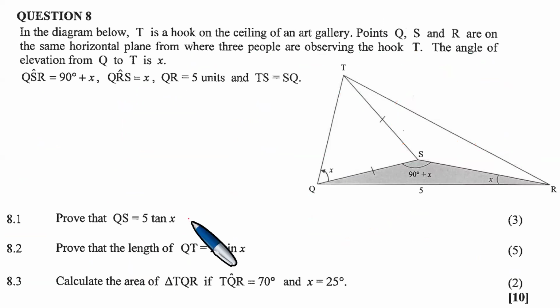Right, so we note A and B. 8.1, 8.2. Calculate the area of triangle TQR. Find the area of triangle TQR if the angle TQR is 70 degrees and x is 25 degrees. So you need to find the area of triangle TQR.